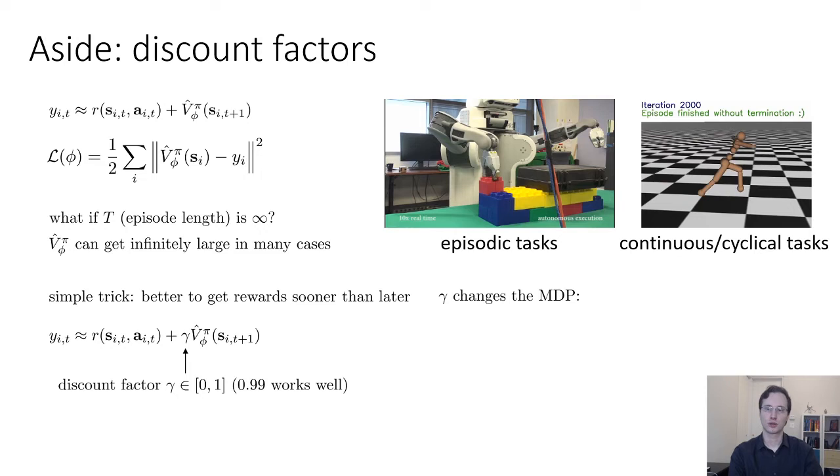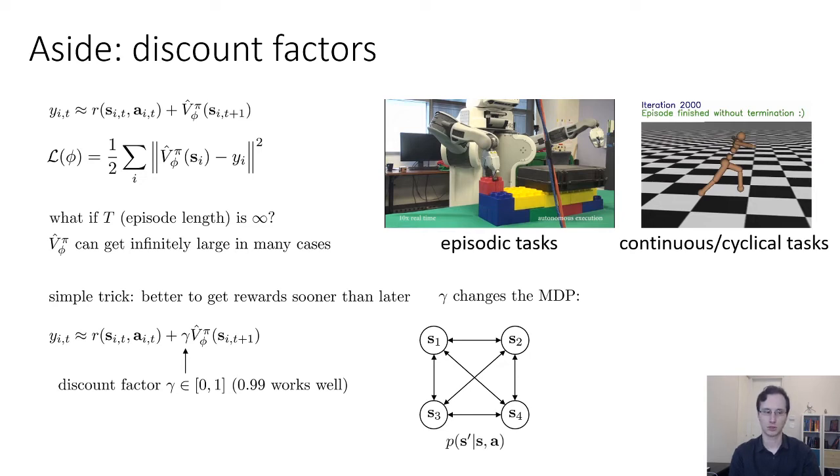One way that you can interpret the role of gamma is that gamma kind of changes your MDP. So let's say that you have this MDP, where you have 4 states and you can transition between those 4 states. And those transitions are governed by some probability distribution, P of s prime given s, a. When we add gamma, one way we can think about this is that we're adding a 5th state, a death state, and we have a probability of 1 minus gamma of transitioning to that death state at every time step.